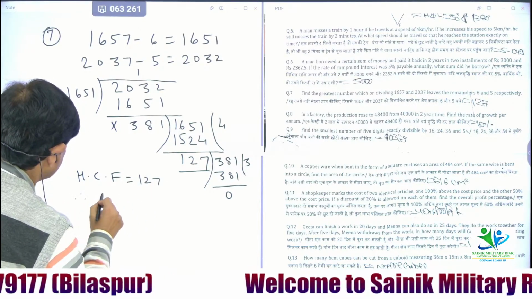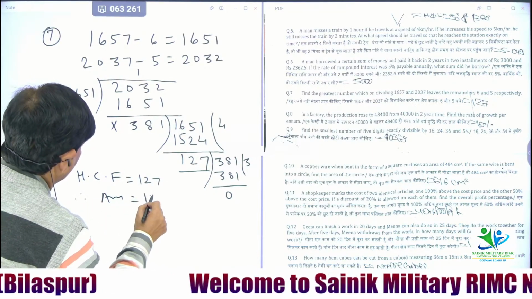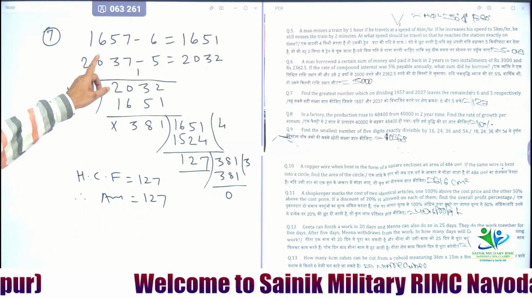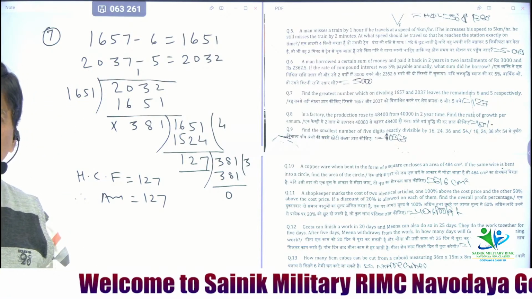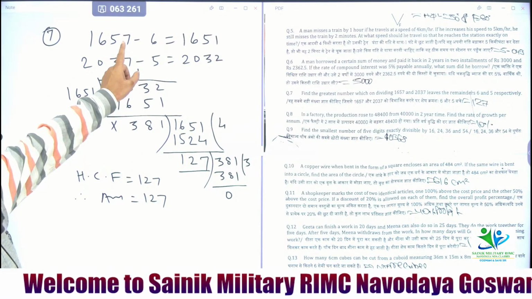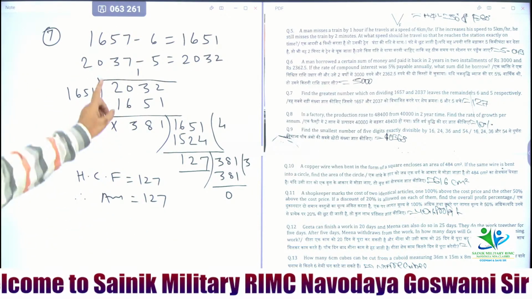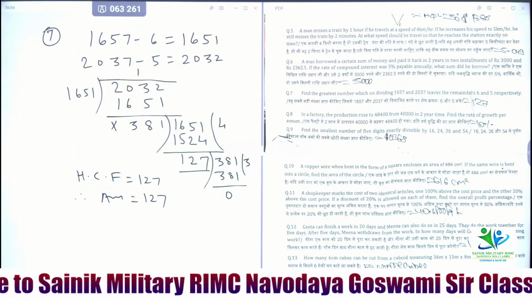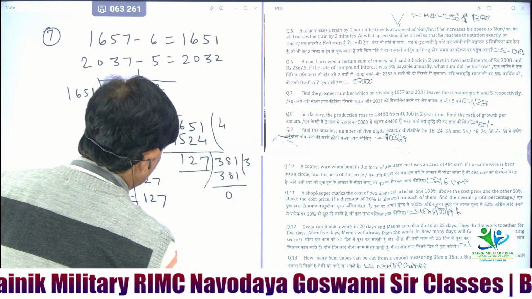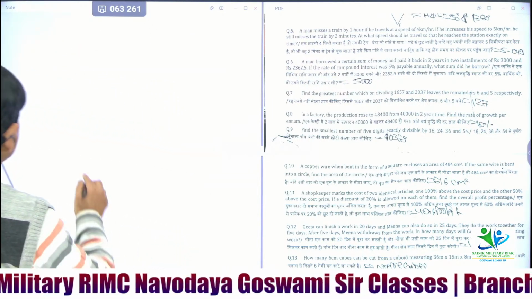Therefore, answer is 127. If we divide the given numbers by 127, in the first case you get the remainder 6. In the second case, you get the remainder 5. So you have to do this question like this. Now question number 8.